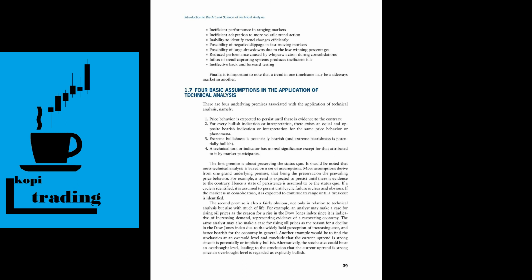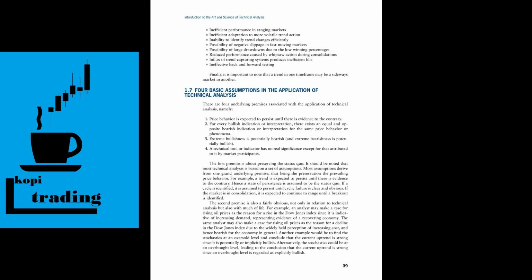1.74 Basic assumptions in the application of technical analysis. There are 4 underlying premises associated with the application of technical analysis, namely: 1. Price behavior is expected to persist until there is evidence to the contrary. 2. For every bullish indication or interpretation, there exists an equal and opposite bearish indication or interpretation for the same price behavior or phenomena. 3. Extreme bullishness is potentially bearish and extreme bearishness is potentially bullish. 4. A technical tool or indicator has no real significance except for that attributed to it by market participants.